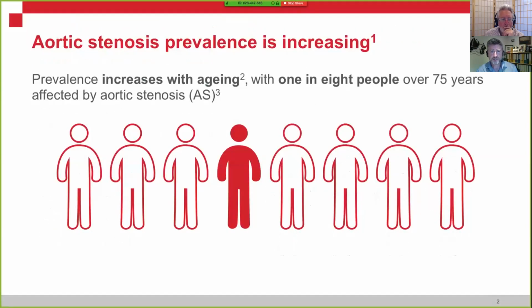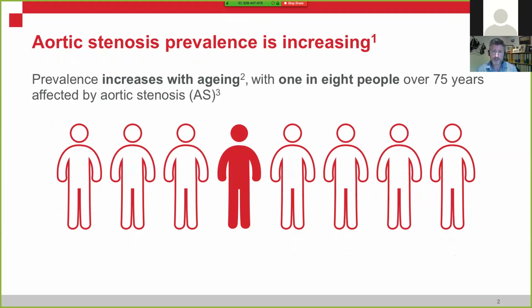So it's actually 1 in 8. It's actually even more common than that. Over 75 will have some degree of aortic stenosis. Obviously, not all these patients will have severe aortic stenosis, but they'll have some degree of aortic stenosis. So 1 in 8 of over 75. So again, looking at the demographics, it's going to be something that we're going to have to be increasingly comfortable and familiar with in managing.